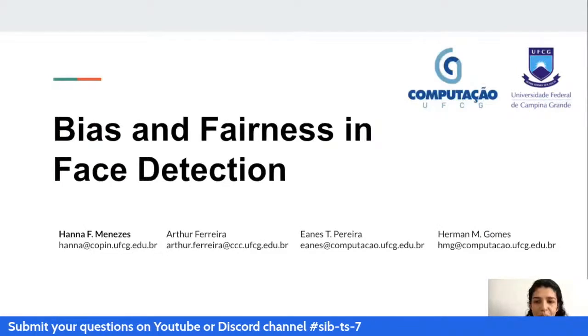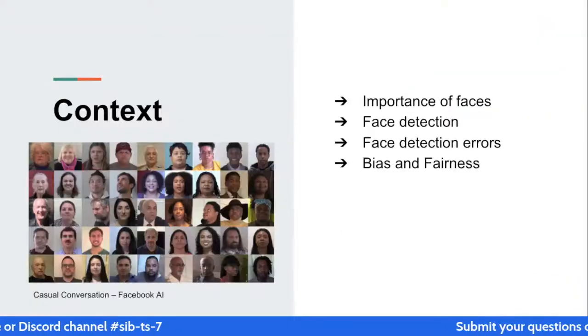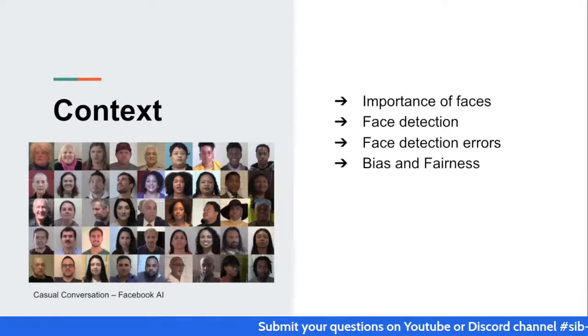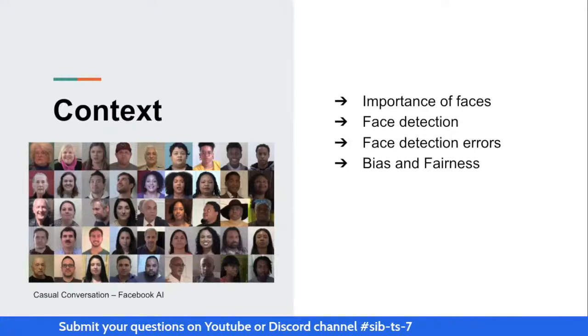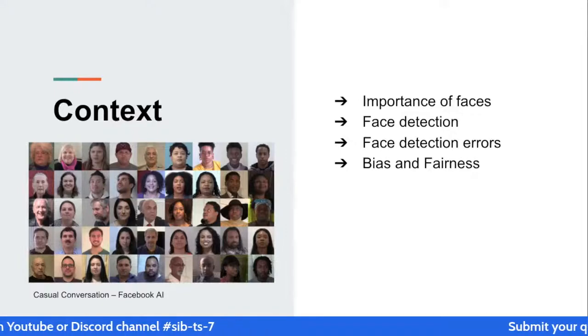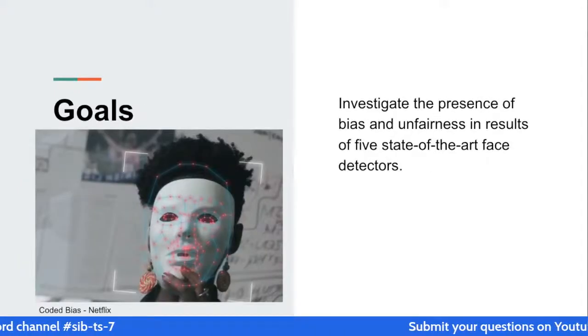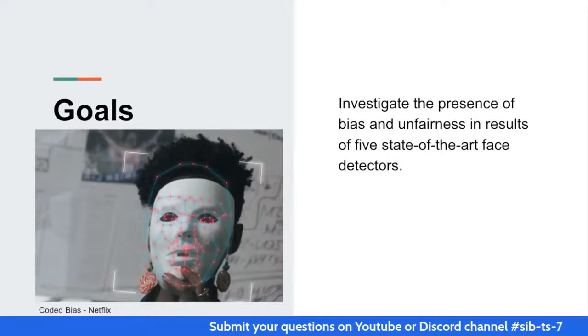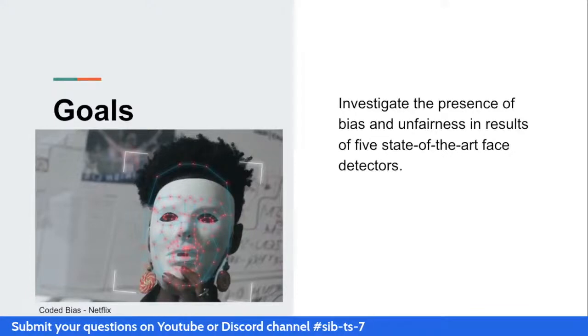Please play the video. Studies report the existence of bias and unfairness in face detection. Face detection is the first step for any system that processes face images. Therefore, if there is bias or unfairness in this step, all the process steps that follow may be compromised. To conduct this study, we used the Casual Conversations dataset from Facebook AI to analyze 5 face detectors and investigate the presence of bias and unfairness in their results.